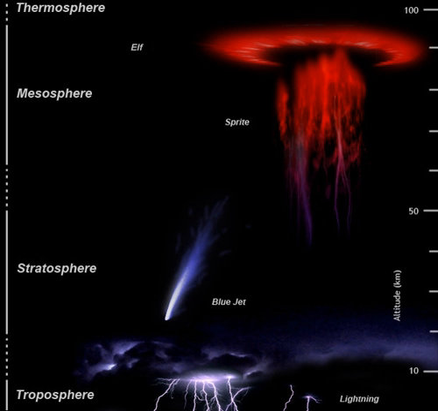Topic: Gigantic jets. Where blue jets are believed to initiate between the upper positive charge region and a negative screening layer directly above this region, gigantic jets appear to initiate between the upper positive and lower negative charge regions in the thundercloud.